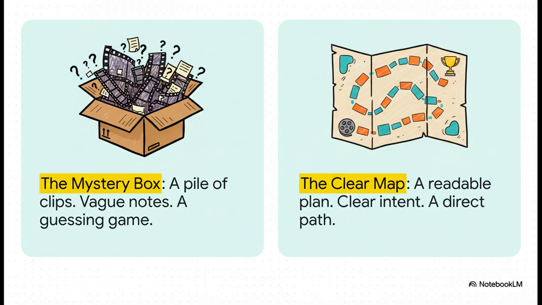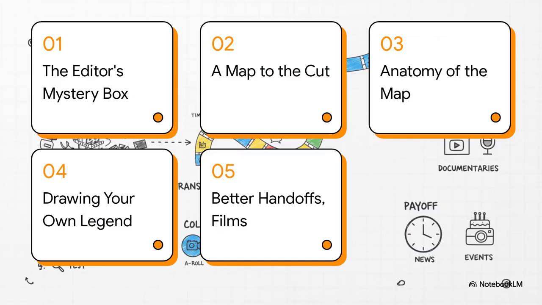And on the right, you have the clear map, a plan that's easy to read and shows them exactly where the treasure is buried. So, here's our game plan for this explainer. First, we're going to dig into the chaos of that mystery box. Then, we'll introduce this idea of a map to the final cut, break down what it's made of, show you how to create your own legend for that map, and finally, see how this all leads to way better films.